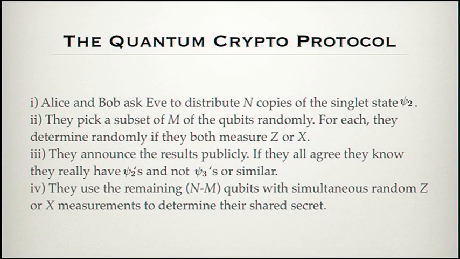So this protocol has two stages, and in the first stage, they can check whether their state is correlated with the state that Eve has or not, because the correlation with Eve's state in the quantum world leaves traces behind in the two-particle state.